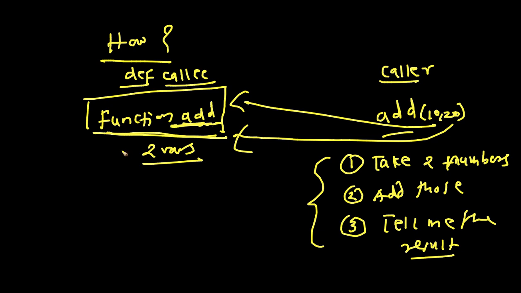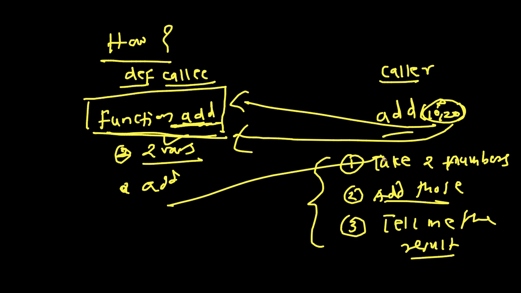With two parameters, this add will store these two values passed. Then this add will perform the task it is supposed to do, that is adding those two values. And then after doing this computation, this add has to return the result back to the caller. So that is the dialogue between the caller, which is a call to the function, and the callee, which is nothing but a function.